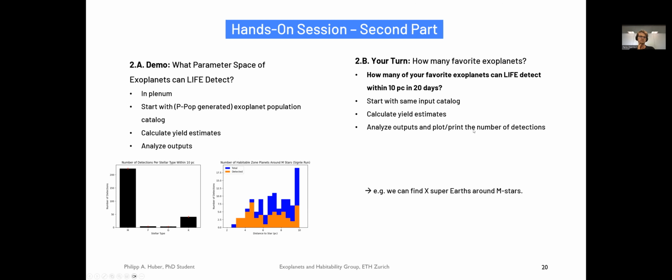In the second example of this session, again, you are going to have a look at how many of your favorite exoplanets LIFE can actually detect within 10 parsecs in 20 days. So we start with the same input catalog, calculate yield estimates, and then you can analyze the outputs yourself. And for example, arrive at a statement like this. We can, for example, find any number of super Earths around M stars.